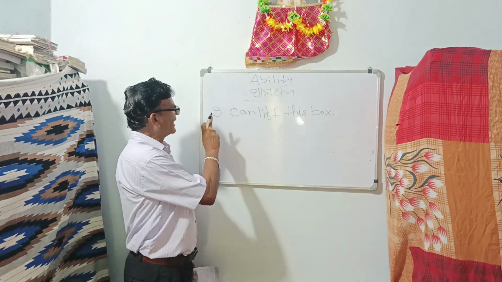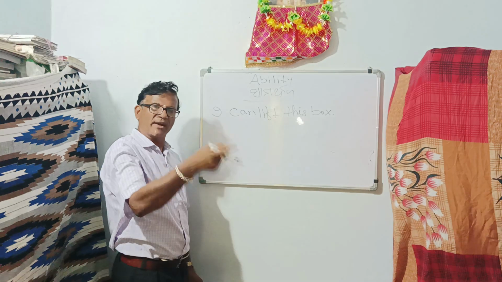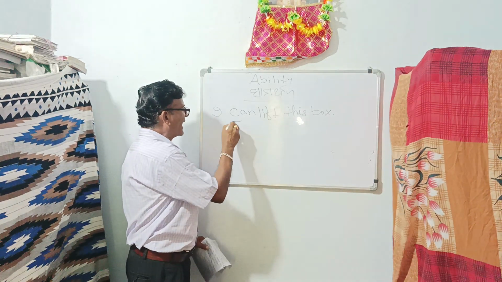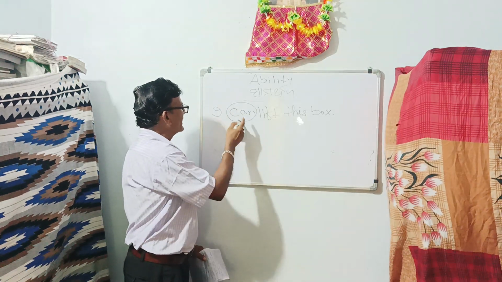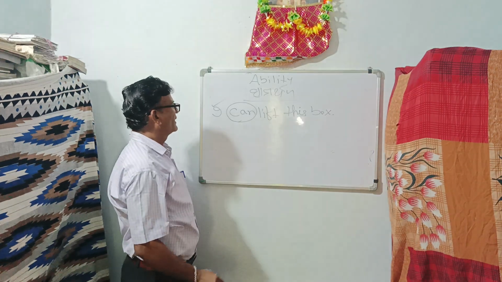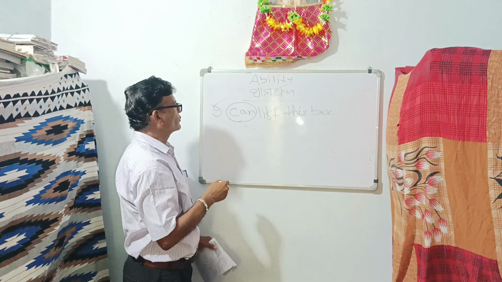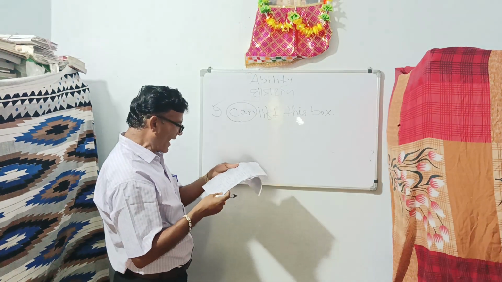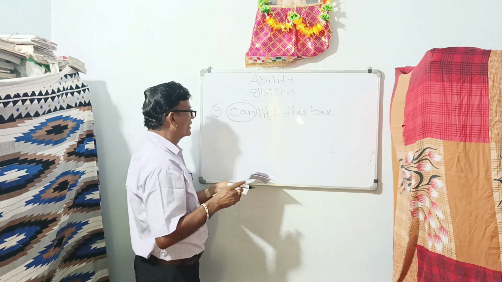That means I have the ability to lift this box. I am able to lift this box. So here the modal auxiliary verb can expresses the ability of the agent I. Can is the present ability. We can use could for the past ability. Could is the past ability.